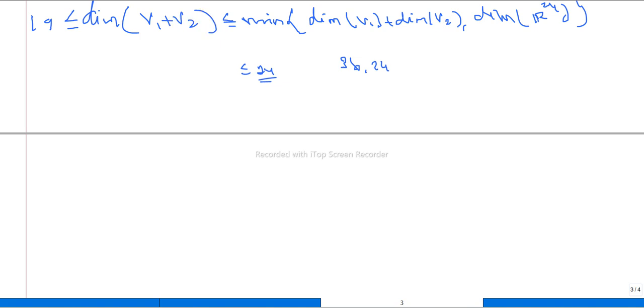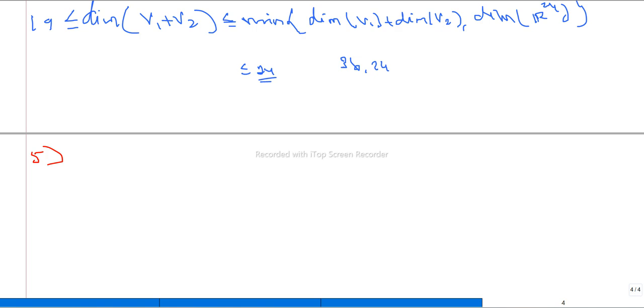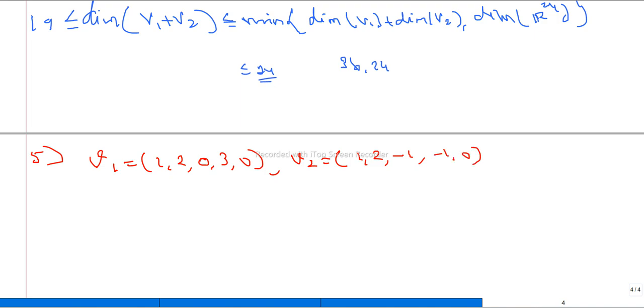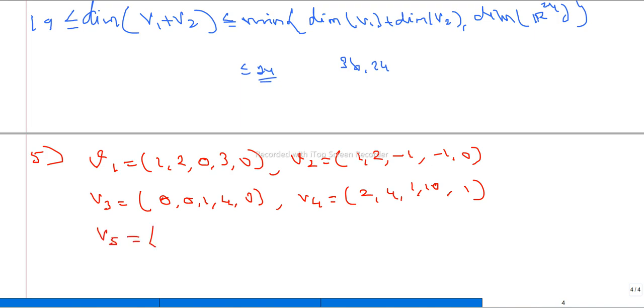Okay, the next one, I think fifth or sixth. Suppose V1 equals the vector (1, 2, 0, 3, 0), an element in R5, and V2 is another element, (1, 2, -1, -1, 0), and V3 is (0, 0, 1, 4, 0), and V4 is (2, 4, 1, 10, 1), and V5 is (0, 0, 0, 0, 1).